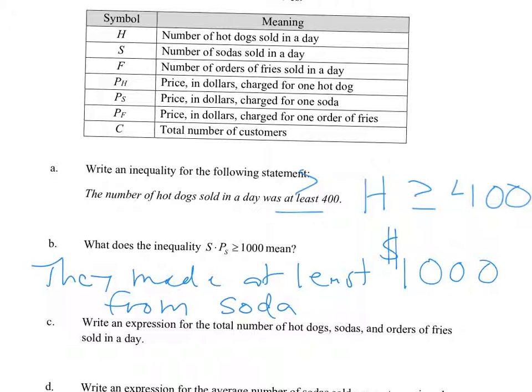Letter C says, write an expression for the total number of hot dogs, sodas, and orders of fries sold in a day. So the total number of hot dogs is H. The total number of sodas is S. And the total number of fries is F. So that's all I need to do. It's an expression, not an equation or an inequality, so it doesn't equal anything.